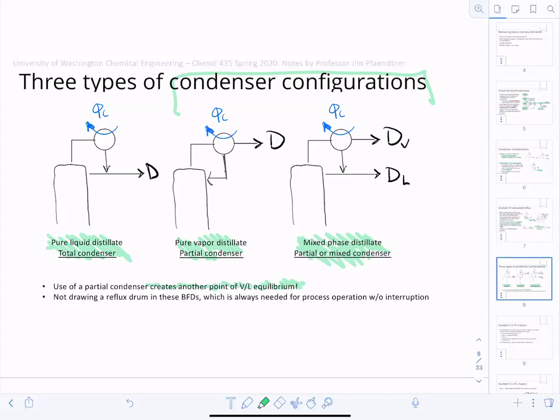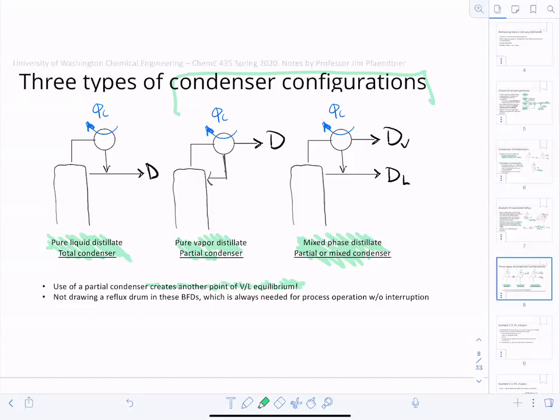Once you go to a partial condenser, you must remove at least a vapor stream. And then it's your choice, depending on the process, whether or not to send the liquid back down as reflux. That's going to be totally determined based on the specs of your distillation and what's merited for your particular separation.